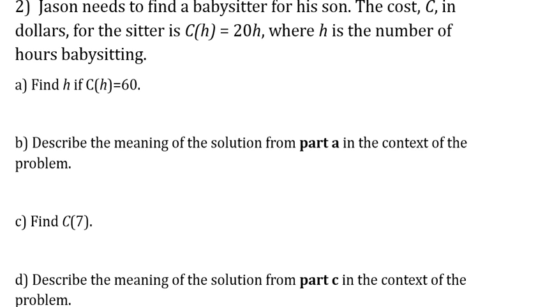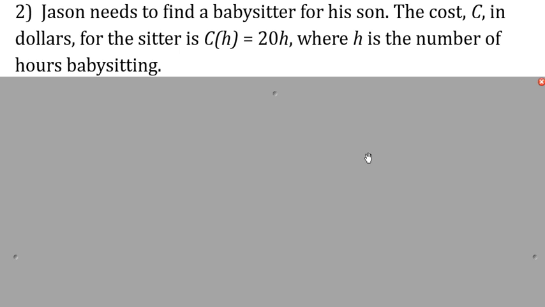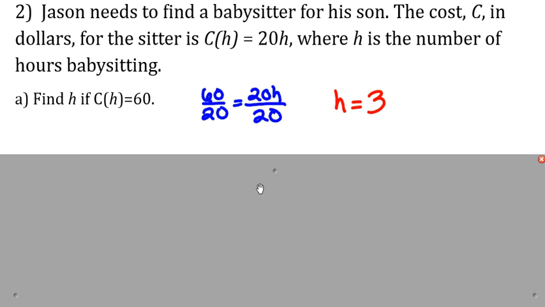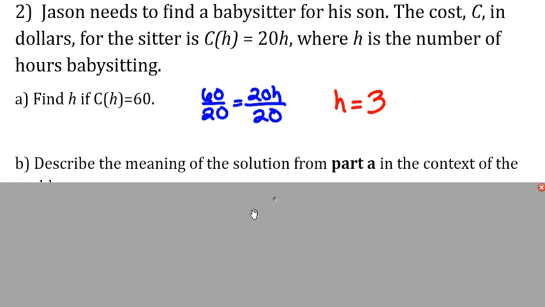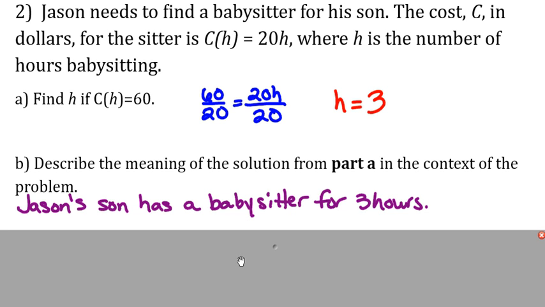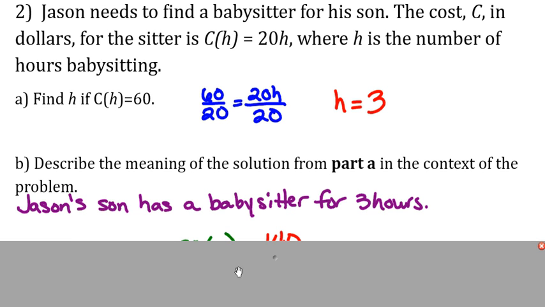All right, for part A, to find H, C of H equals 60. So that's the output. We want to find the input. So 60 is going to go in place of C of H, and we're going to undo that. Since 20 is being multiplied by H, to undo that, we're going to divide by 20. That means H equals 3. Again, what does that mean for the problem? H represents the number of hours babysitting. So Jason's son will have a babysitter for 3 hours since he's paying $60.